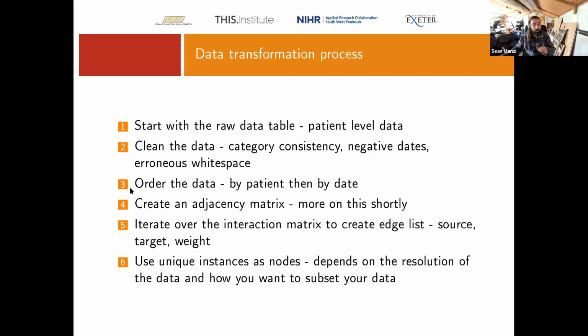We create an adjacency matrix to map out how all the links between the different nodes work. And it's from this adjacency matrix that we can create our edge list, to be able to see what our source and target nodes are. And then we use the unique instances of our services, of our entities, to create our node list.